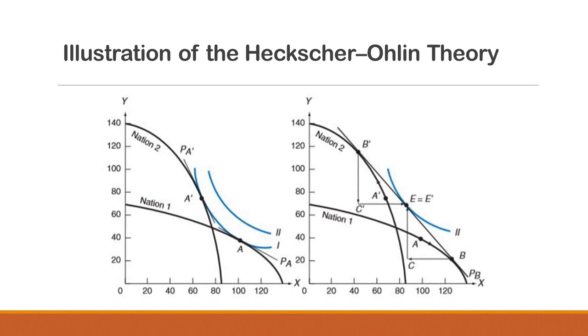Now, the international terms of trade line is tangent to the second community indifference curve. Here we do not show the first community indifference curve. The terms of trade line is tangent to the second community indifference curve at the point E equal to E dash. That is, the point of production for nation 1 is B, but the point of consumption for the nation is the point where the terms of trade line is tangent to the highest possible community indifference curve, that is at the point E equal to E dash.